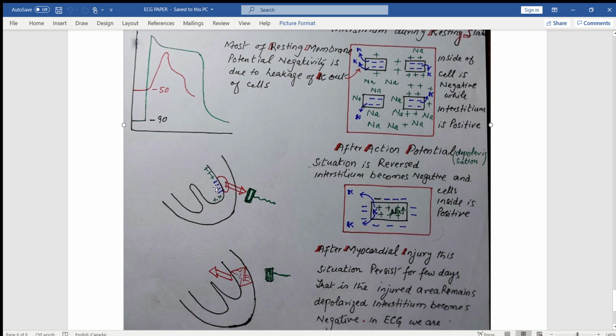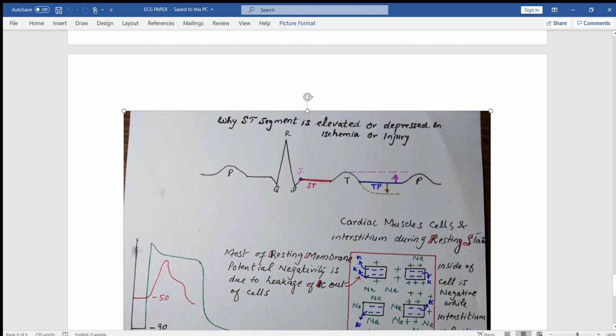So the baseline for the current of injury is different from the baseline of normal depolarization, that is minus 90. Now back to this diagram. Here, the normal isoelectric line, the origination of impulse is from minus 90. But when the impulse is generated by the current of injury from here, the baseline will be shifted. It may be upward or downward, because your baseline is starting from minus 50. So the baseline will be different over here and different from here.